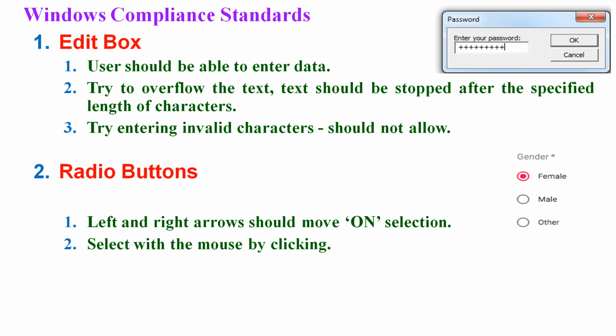So next, try to overflow the text. Text should be stopped after the specified length of characters. What it means? Simple. Say, for example, for the password field, according to the client requirement, the minimum characters are 6 and the maximum characters are 16. I am taking only an example, purely for your better understanding.